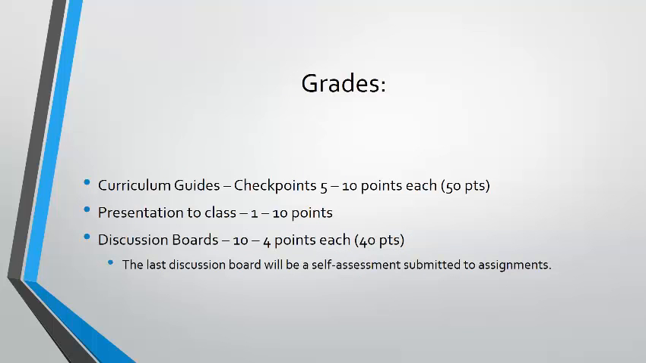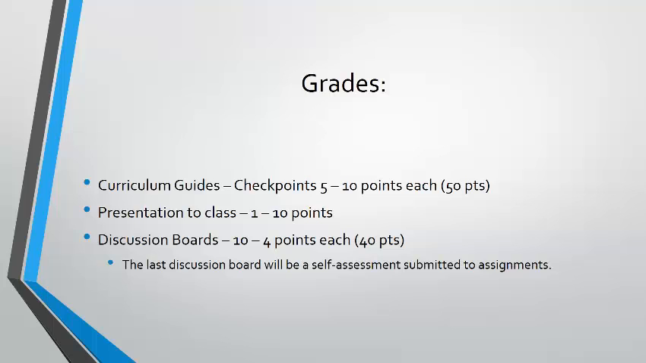So your grades in this course are simple. They add up to 100 points. Your curriculum guides that you will develop, there are 5 checkpoints. Each one is worth 50 points. The presentation that you do at the end of the class will be very straightforward. It is worth 10 points. The discussion boards, we have 10 of them. They are all over readings, and they are worth 4 points each for a total of 40 points, and therefore you will have 100 points.